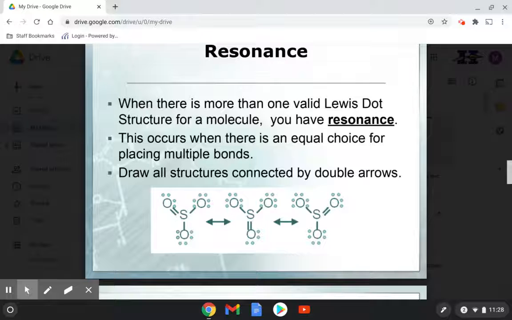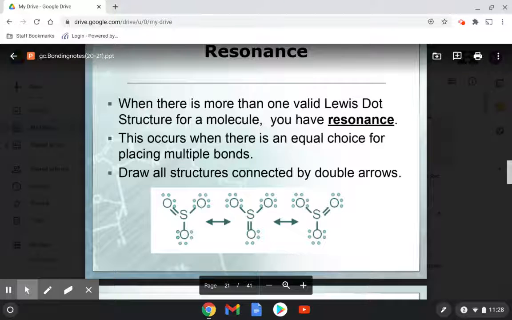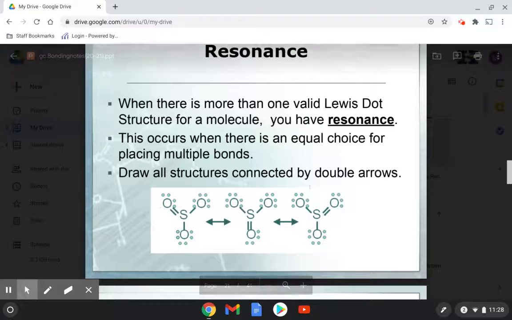All right. When you do have a resonance, make sure that you do draw all the structures and you connect them by double arrows to show that, yes, one of these or all three of these are acceptable for the Lewis dot structure that we see.